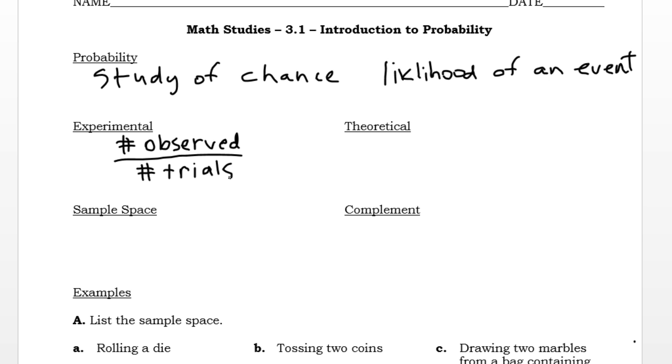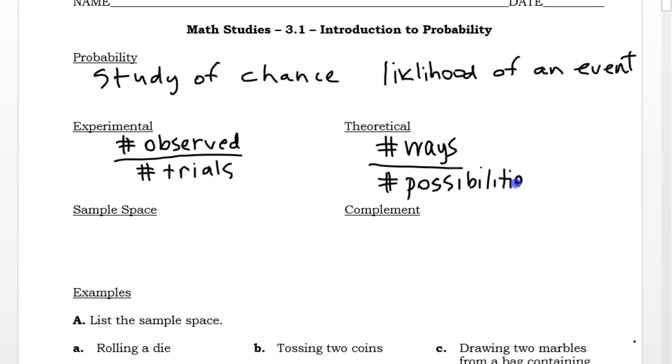Theoretical probability, on the other hand, is the number of ways you could get an event out of the number of total possibilities or outcomes. Sticking with the coin, there are only 2 possibilities when you flip a coin. You can get heads or you can get tails. There's only one way to get heads, so the theoretical probability of heads is 1 out of 2.